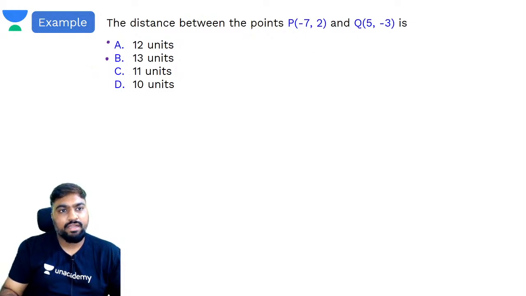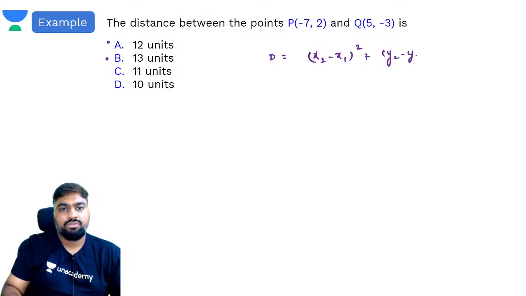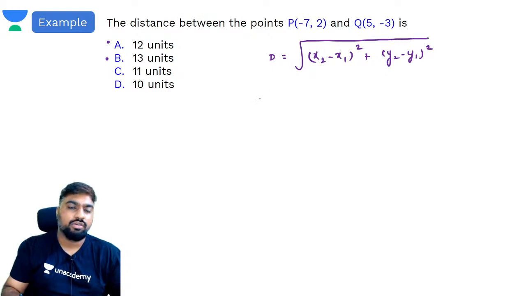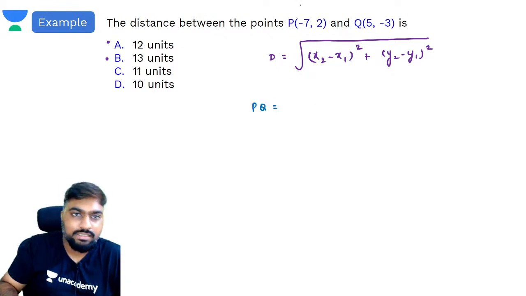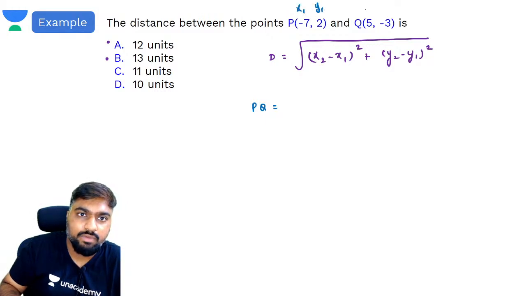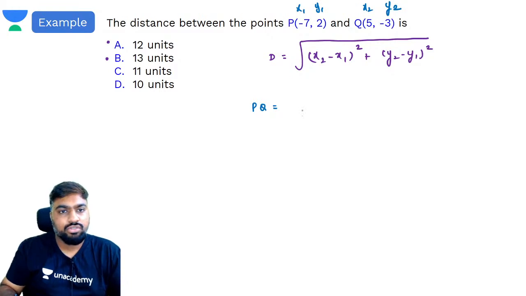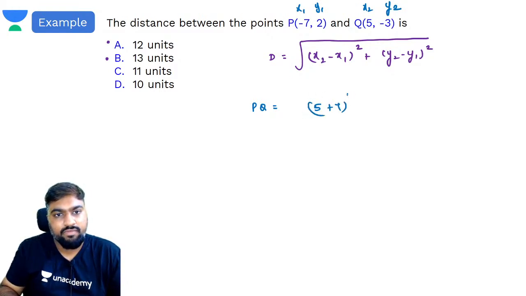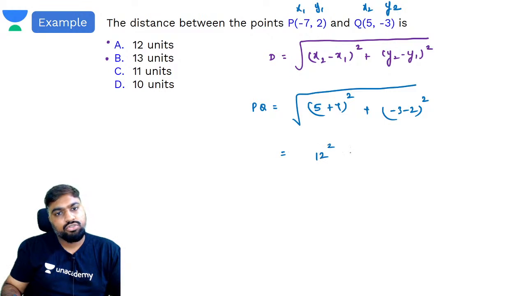Okay, so what do we have to do? We have to find out the distance between P and Q. So the length PQ, we know distance between any given points is x2 minus x1 the whole square plus y2 minus y1 the whole square, whole root of it. So in our given case, PQ will be equal to what? To avoid confusion, write down x1 y1 x2 y2. So x2 is 5 minus of minus 7, that is 5 plus 7 square, plus the other thing is minus 3 minus 2, the whole square, whole root of this, which is 12 square plus minus 5 the whole square, root of it.